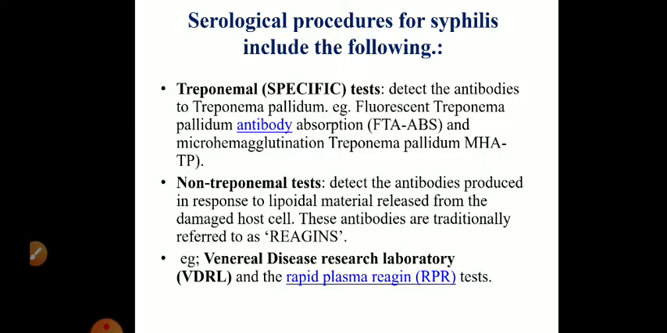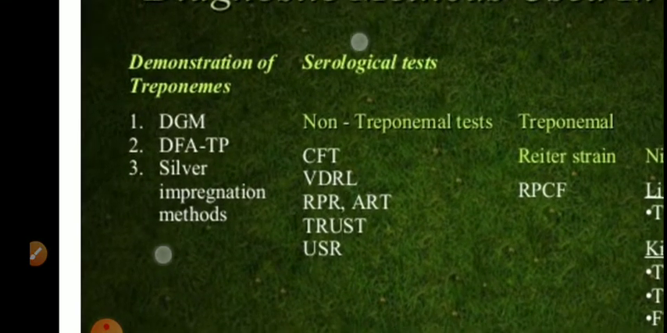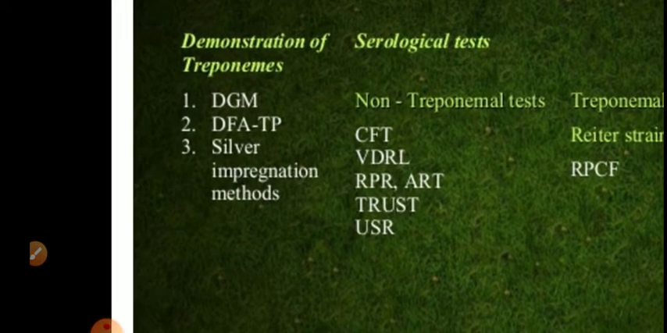Now, how to detect the disease? There are two different types of tests used for the detection of the disease. The serological tests are divided into two categories: number one, specific test, wherein we use treponemal antigen, since the causative agent of the disease is Treponema pallidum; and number two, non-specific test, wherein we use non-treponemal antigen. We are not going to use the antigen of the disease-causing organism. We use non-treponemal cardiolipin antigen.